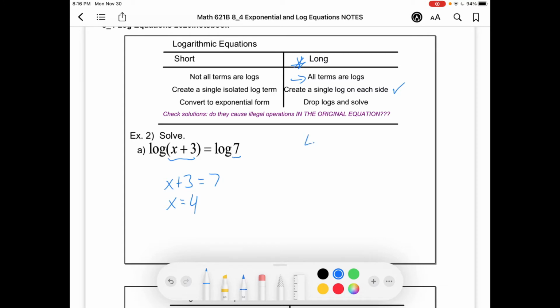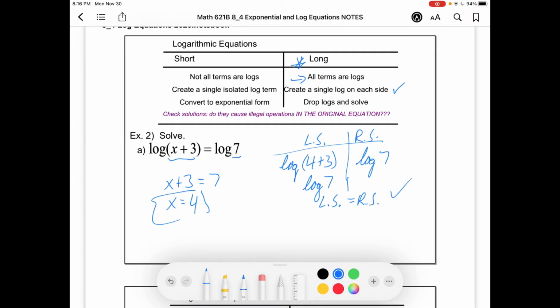Before we go ahead and confirm this, let me check what happens when I put this in. Left side and right side. So I'd get log of 4 plus 3 and log of 7. Are those equal to each other? Absolutely. Okay, and I don't need a calculator to figure out that log 7 equals log 7. Everything worked out. I can confirm my answer of x equals 4 is good.